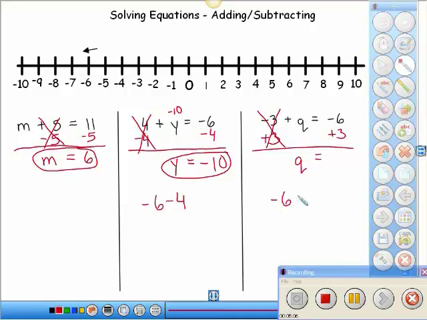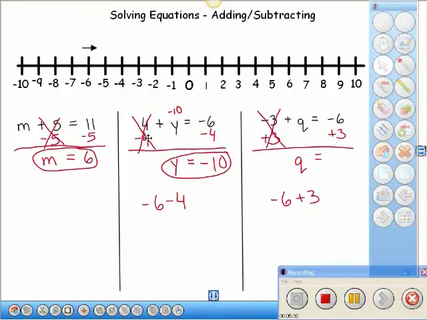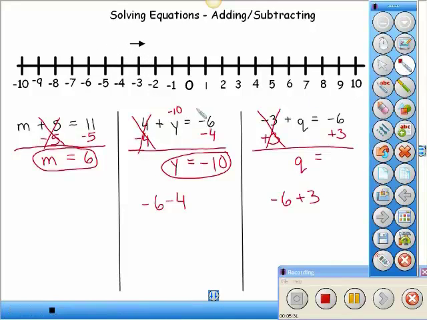Negative 6 plus 3. All right, well, let's take a look up on our number line. I've got to start on negative 6. And remember, always start to the right. So negative 6 plus 3. I'm not going to have to flip. Negative 6 plus 3. So 1, 2, 3. I end up on negative 3. So my answer is q equals negative 3.